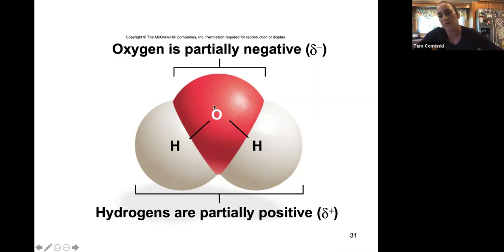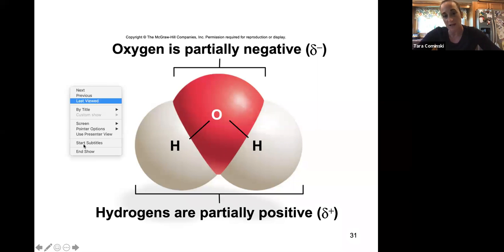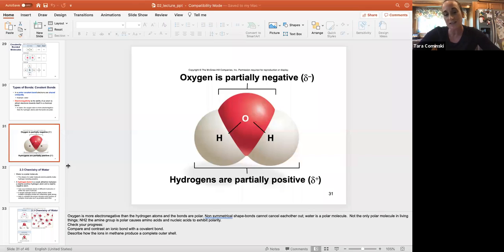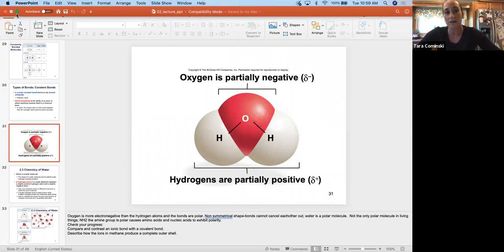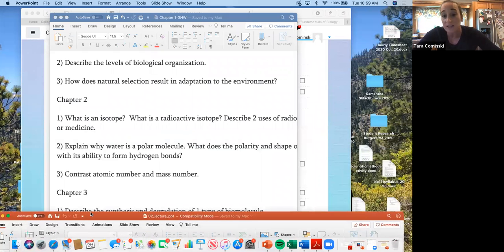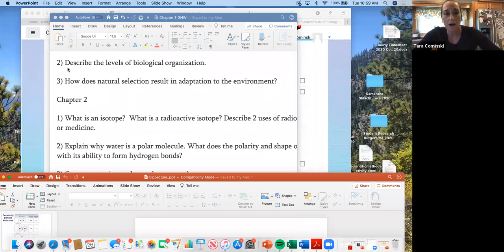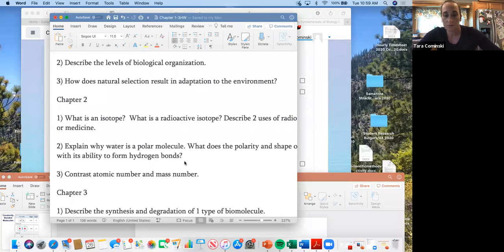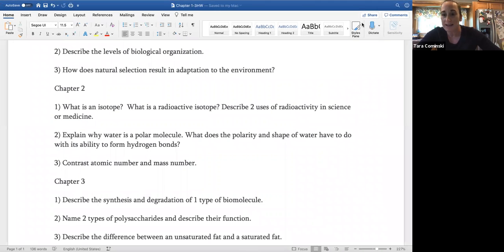You end up with oxygen having a partially negative charge and the hydrogens having a partially positive charge, right? And so that leads to the last part of the question, which asks about the formation of hydrogen bonds. What does the polarity and shape of water have to do with its ability to form hydrogen bonds?